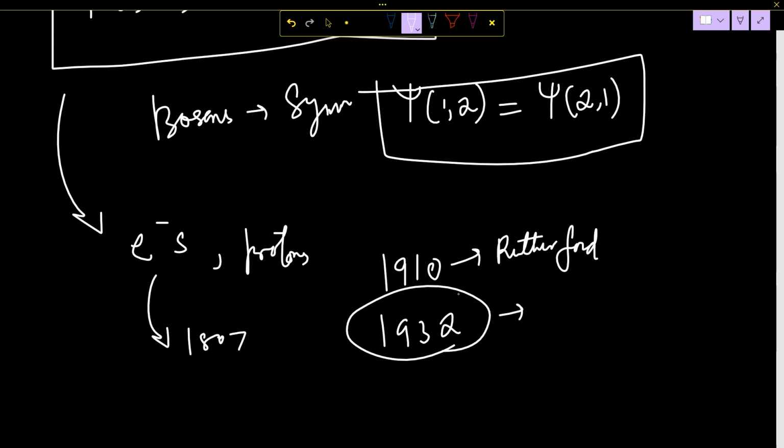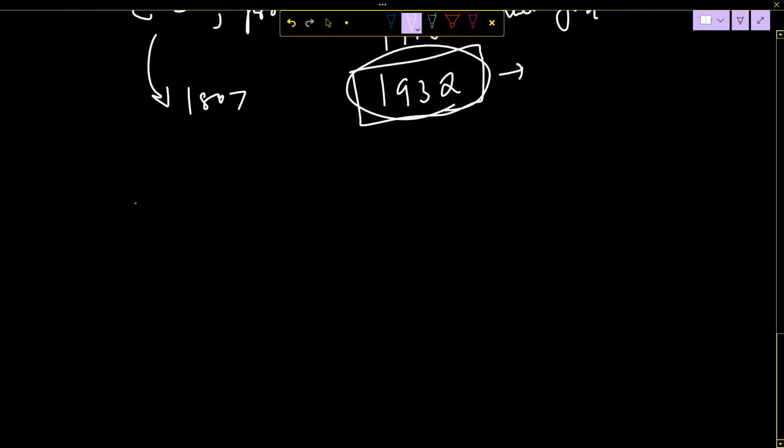That means up to 1932, it was not confirmed that the nucleus was made of protons and neutrons. It was supposed to be a separate thing. They were thinking about it. Then came two more scientists.